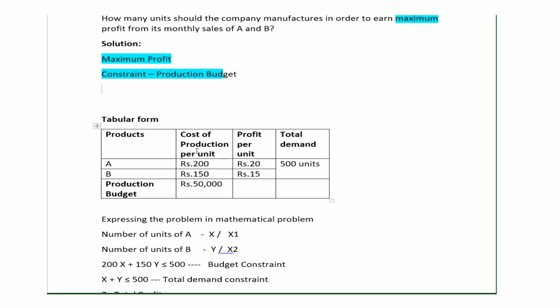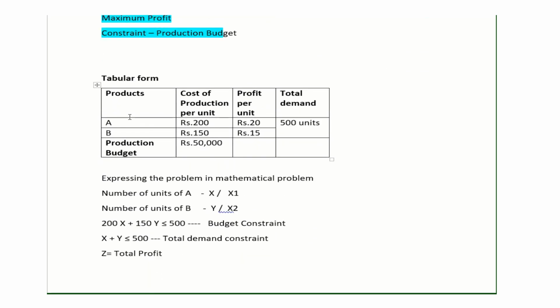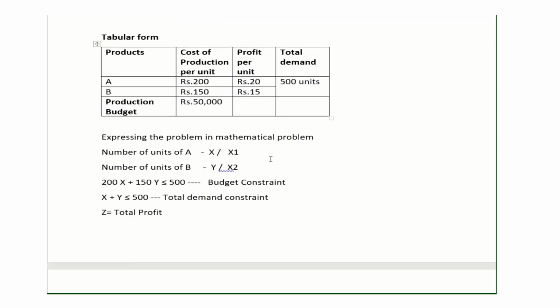What tabular form have they given us? First I have to fix it, then based on each sentence I can frame it as a tabular form. First you have the product, next the cost of production per unit, next the profit per unit, next the total demand, and then finally the production budget. Based on this tabular form, I can express it as a mathematical problem.